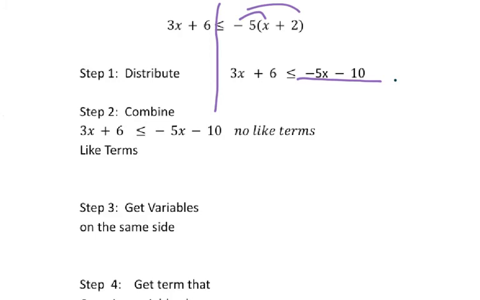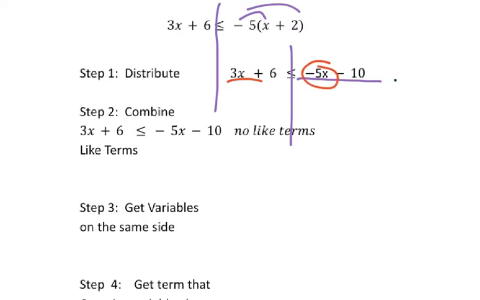The second thing you want to check for is like terms, but for this problem, there are no like terms on each side. So these two aren't like terms, and these two aren't like terms. So therefore, now we want to get our variables on the same side. So my variable terms: we have this negative 5x, and we have a 3x.